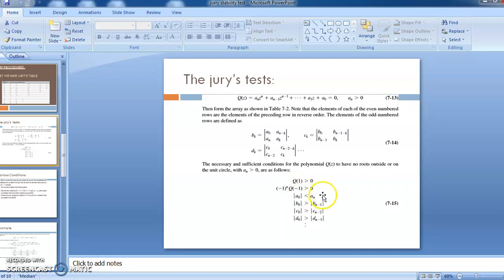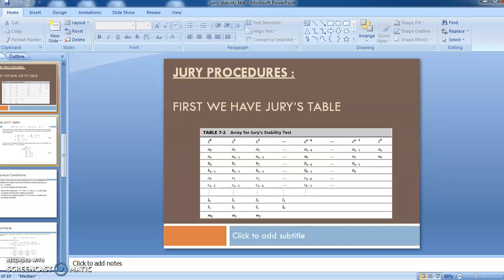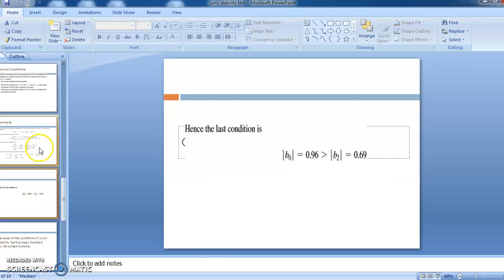First condition is from the characteristic equation, mod of a naught. Mod of a0 means the coefficient of z raised to power 0. This must be less than an, right? If this is satisfied, then all others are in terms of greater than. B0 must be greater than Bn minus 1, where those elements are in this table, right? B0 must be greater than Bn minus 1, C0 must be greater than Cn minus 2, and so on.